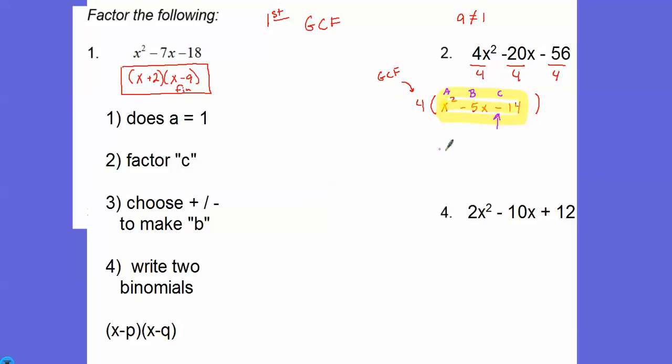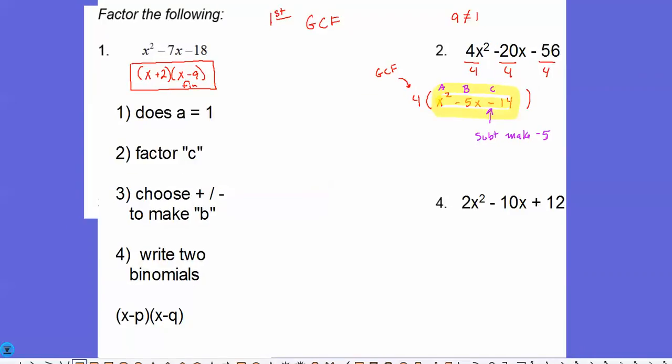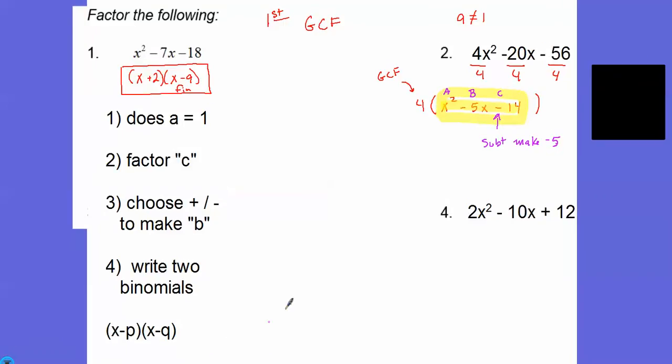Remember that this actually is in step 3. I must subtract to make the b, negative 5. I have to subtract to make negative 5. That's what this symbol says. So I need a workspace for factoring my c value. Here's my workspace for factoring the c.